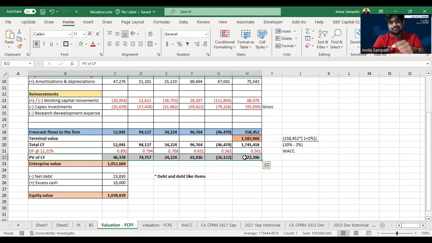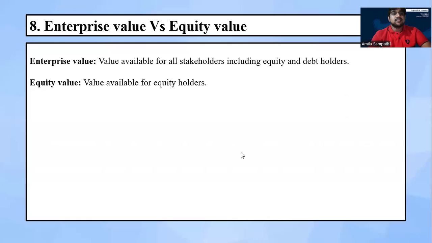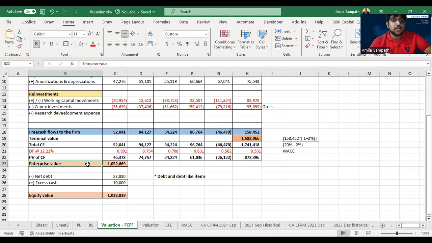Now, the most important thing is the summation of all of these cash flows. Technically, we call this the enterprise value. Okay, then my next topic is about the enterprise value versus equity value. Let's see it in our next part.